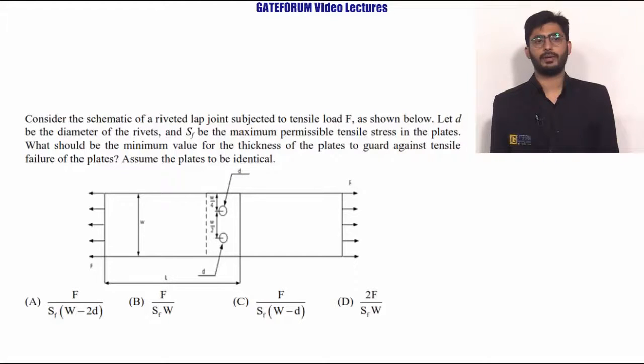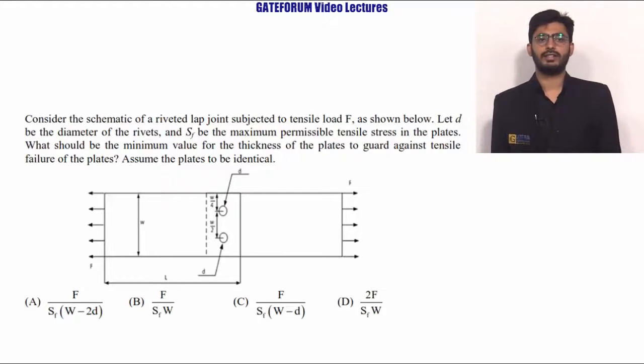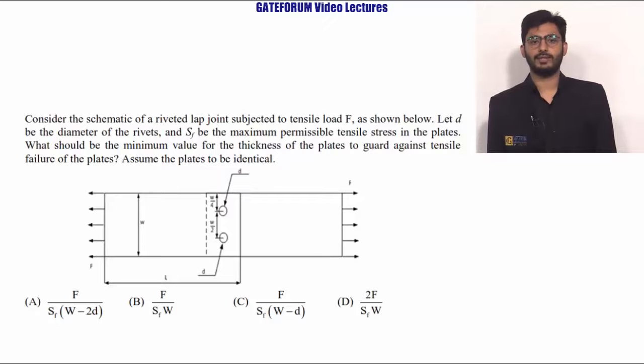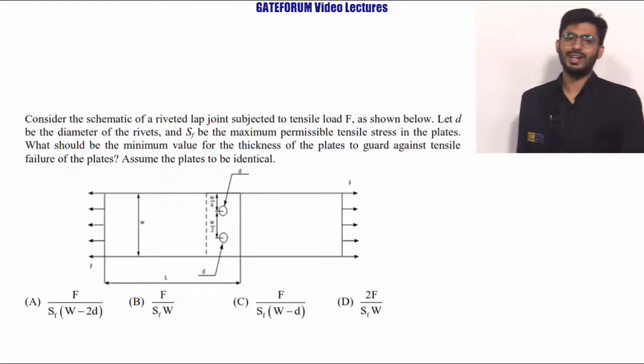This question belongs to the topic design of machine elements from the subtopic riveted plates. Okay, here is the question. Consider the schematic of the riveted lap joint subjected to tensile load F as shown below. Let D be the diameter of the rivets and SF be the maximum permissible tensile stress in the plates. What would be the minimum value of the thickness of the plates to guard against the tensile failure of the plates? Assume the plates to be identical.